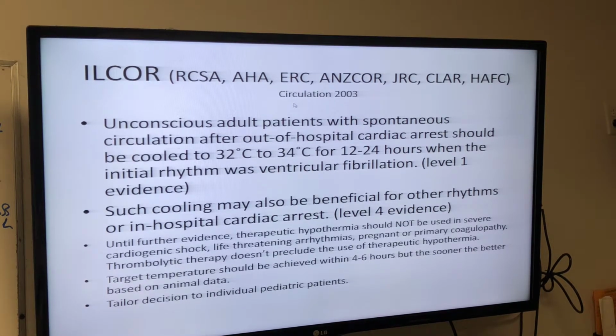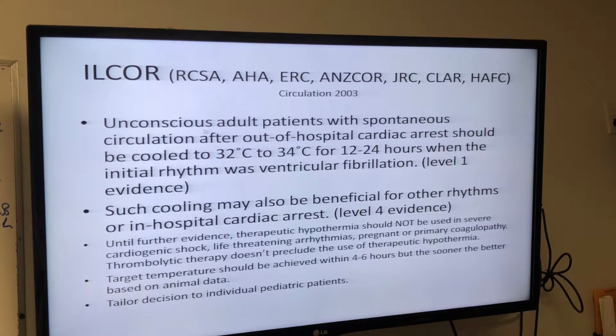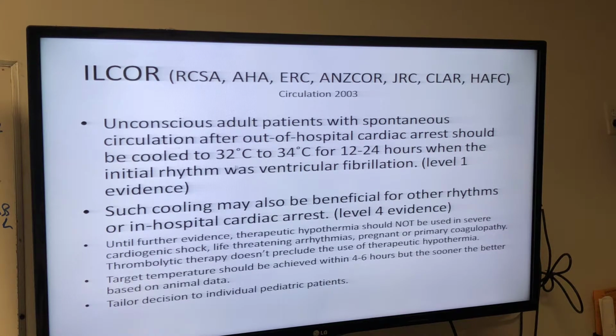I'm just joking. But they published in Circulation and said, unconscious adult patients with spontaneous circulation after out-of-hospital cardiac arrest should be cooled to 32 to 34 for 12 to 24 hours when the initial rhythm is VFib, right? What about VTAC? They forgot about VTAC. But such cooling may also be beneficial for other rhythms or in-hospital cardiac arrest. So they selected VFib only, out of hospital only, but for everything else, in hospital, Asystole, whatever, you can do it, but level 4 evidence.